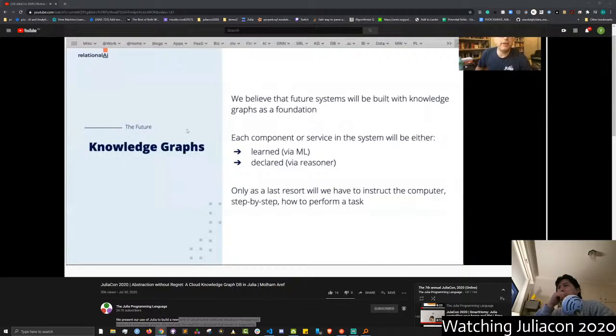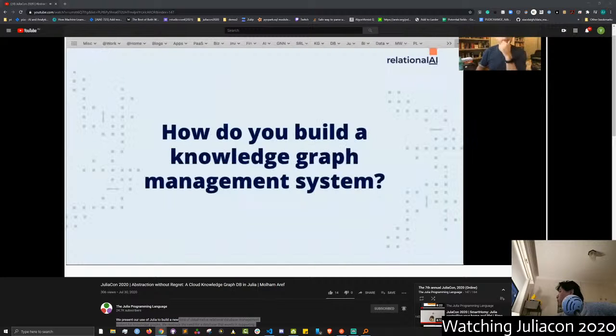And I believe that future systems will be built with knowledge graphs as a foundation, where each component or service in that system will either be learned via machine learning, or it will be declared and executed via a sophisticated reasoning engine. Think SQL or Excel spreadsheets on steroids. And only as a last resort will we have to instruct the computer step by step how to perform a certain task.